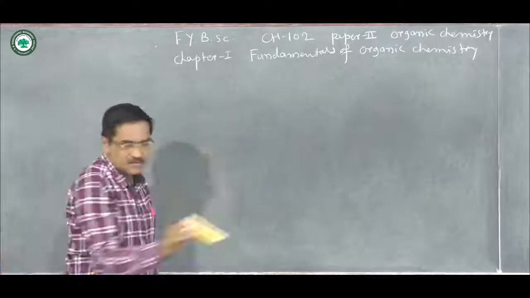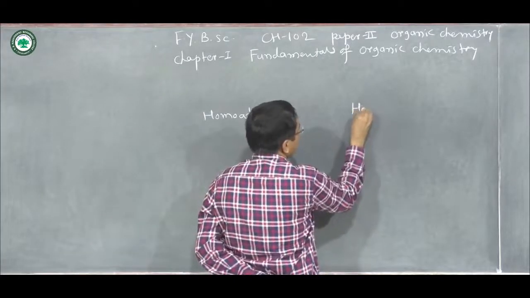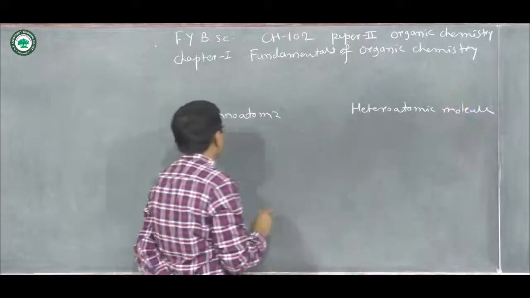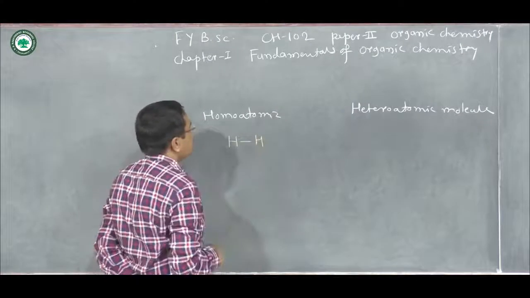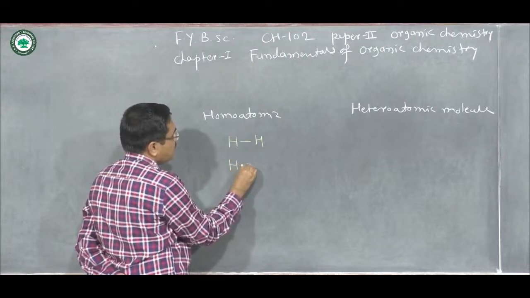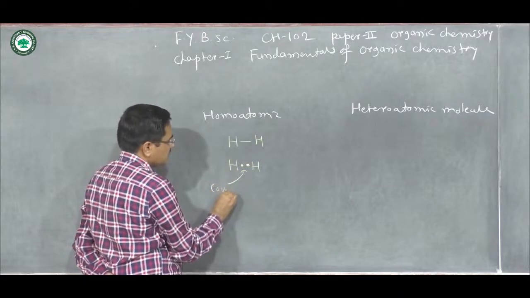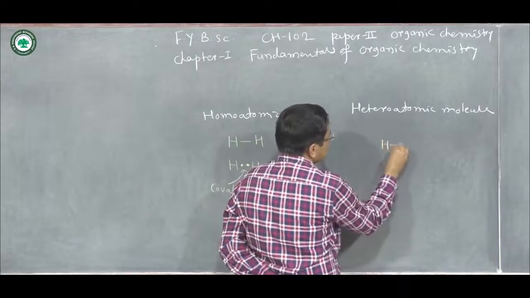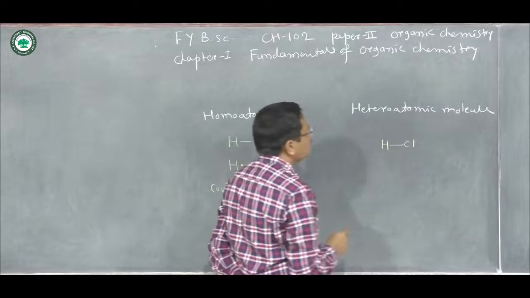homoatomic and heteroatomic molecule. Now, homoatomic molecule, best example is H2, and here the molecule is formed by the sharing pairing of electrons. This is called covalent bond. But in some cases, molecule is made from different atom, and this is called heteroatomic molecule.